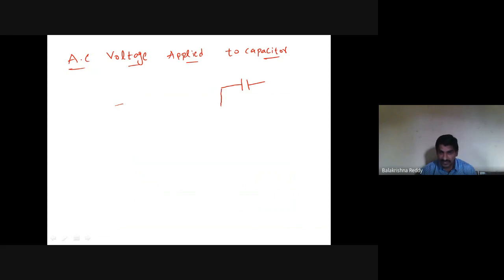So here, if we apply AC voltage to the capacitor, how it behaves is what we need to discuss. We know the capacitor is a device which stores charge, nothing but electrostatic energy in the form of charge. So for this, I am applying the AC input, meaning AC voltage.